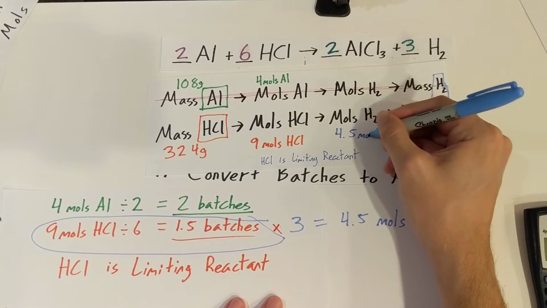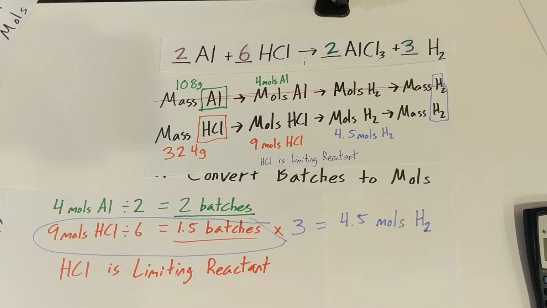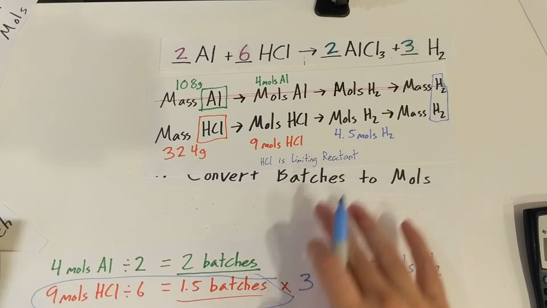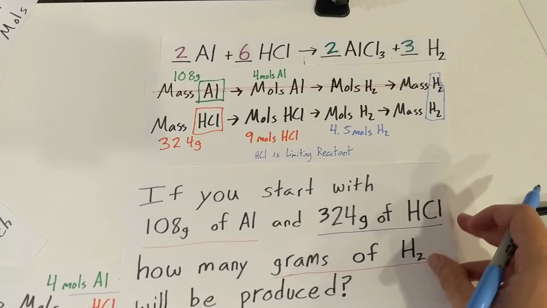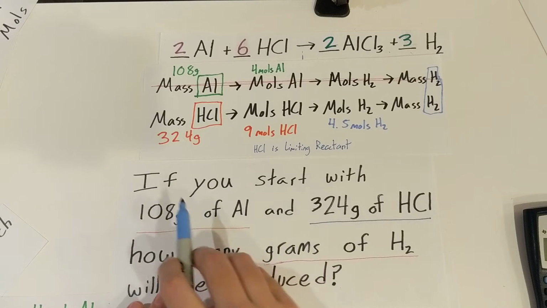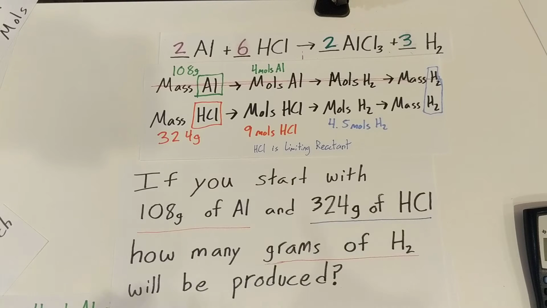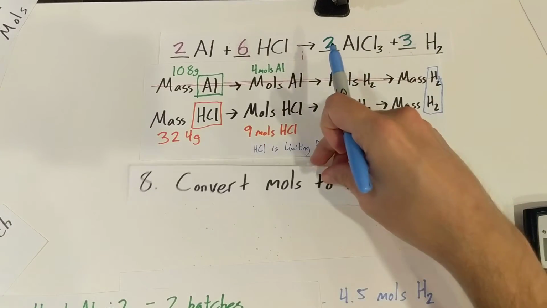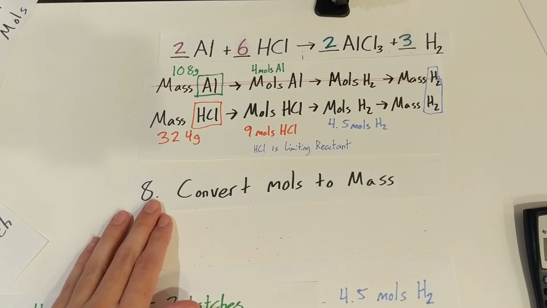4.5 moles H2. So we are so close to being done. If you want to come back and look at this question, we are so close to being there. All we have to do now is find out how many grams of H2 will be produced. We found the moles. We just have our last step. Step 8. We have to convert moles to mass.